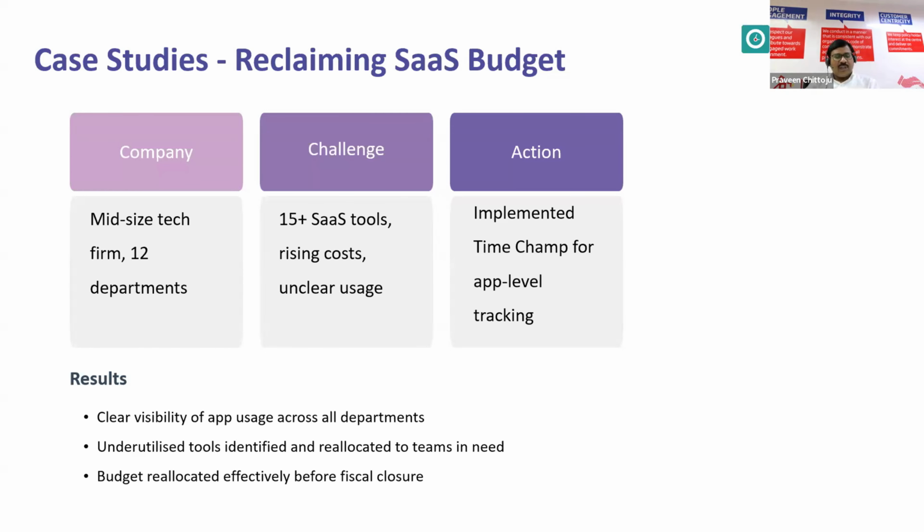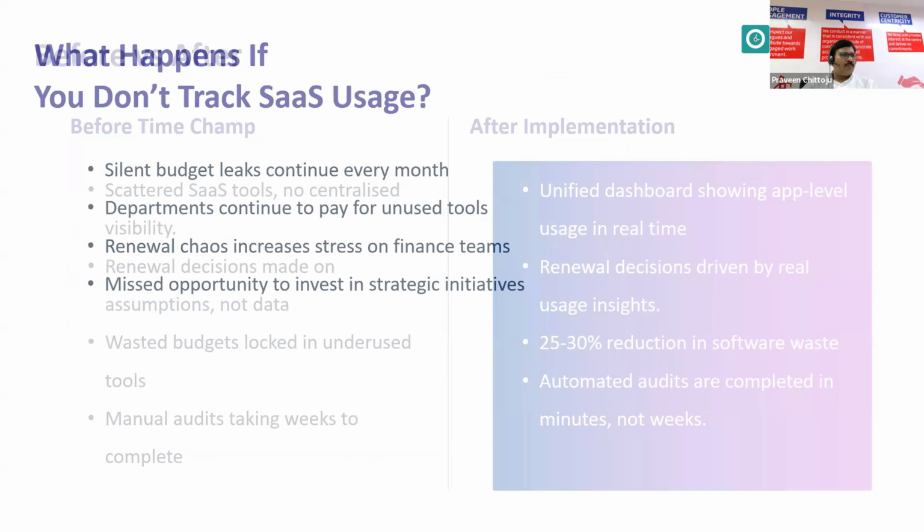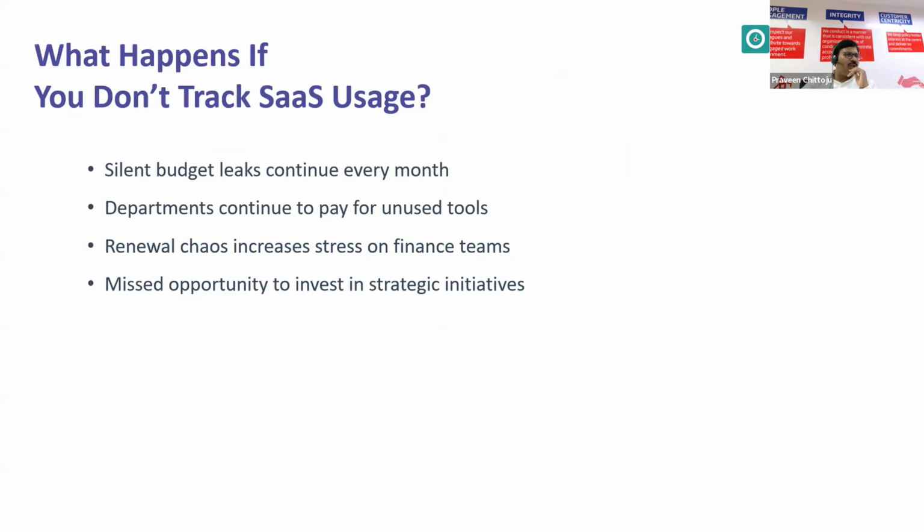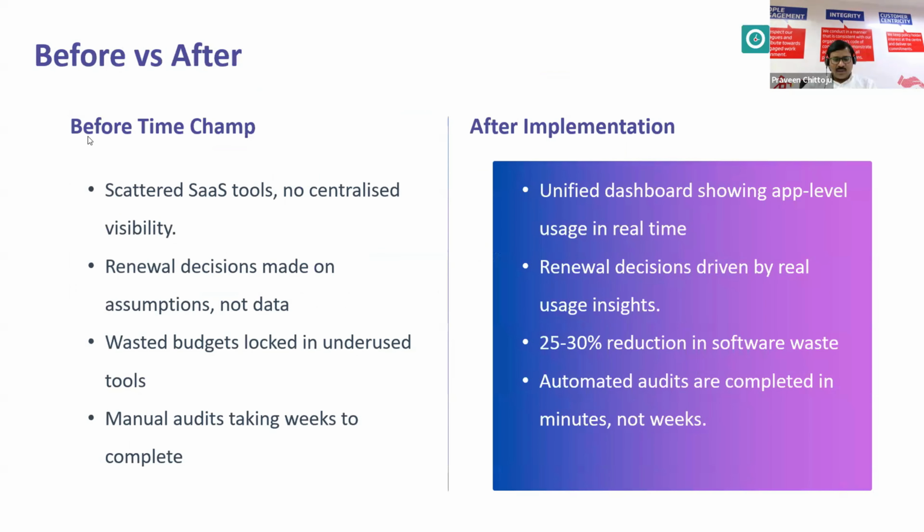We gave them complete visibility of app usage across the different departments, and also a report on underutilized tools, so that they can identify the budget that can be diverted to other teams. They did budget reallocation very effectively for this financial year. And I would like to share one report. Before that, I would like to say how they were before TimeChamp and how they are after TimeChamp implementation.